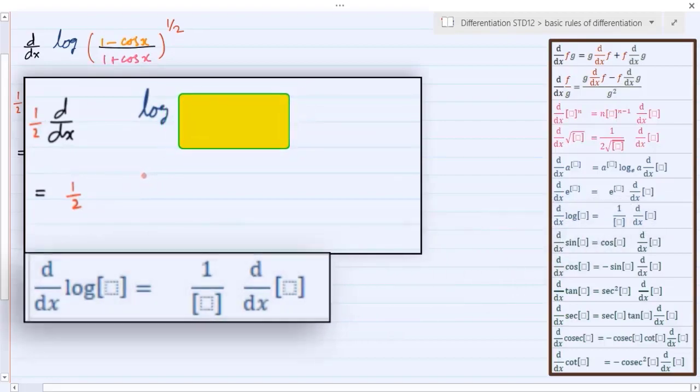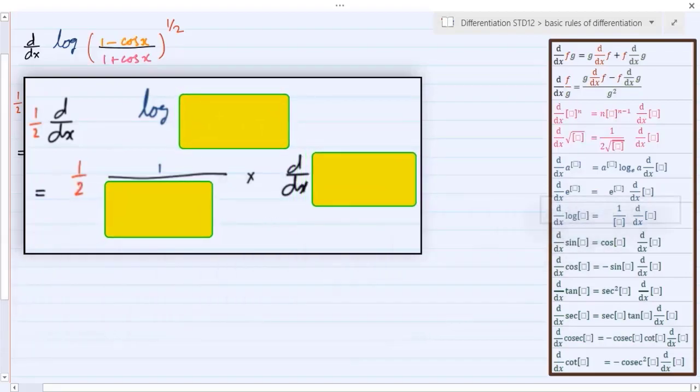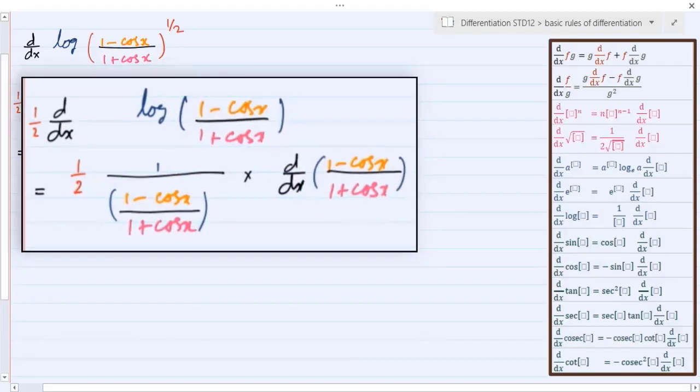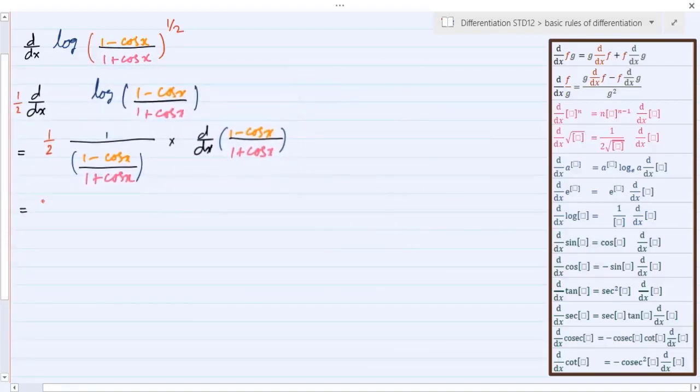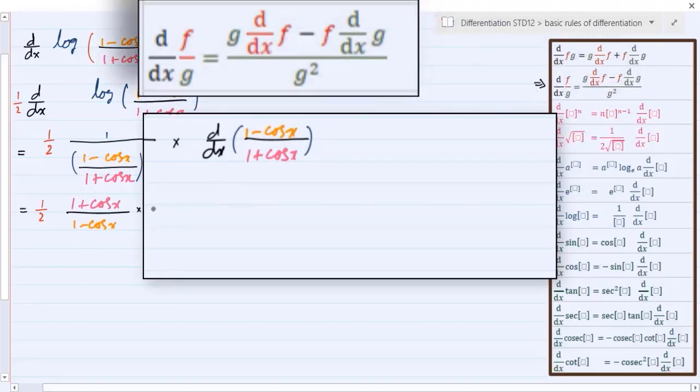Differentiation of log box is nothing but 1 upon box into d by dx of box. Within the box, we have (1 minus cos x) upon (1 plus cos x). So let's simplify. This 1 by 2 will be as it is. This can be simplified as (1 plus cos x) upon (1 minus cos x). And within the multiplication, we have to differentiate (1 minus cos x) upon (1 plus cos x). And for that, we have to use the division rule.